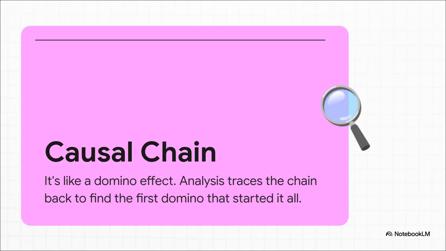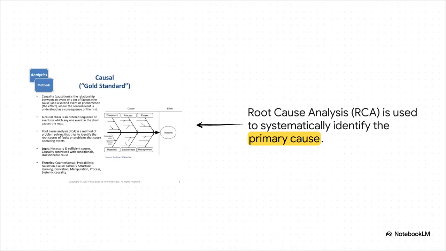Think about it like a long line of dominoes. You see the very last domino fall, but that's just the symptom, right? Causal analysis is the art of tracing that chain of events backwards, domino by domino, to find the one single push that started that whole chain reaction in the first place. And a key technique for doing this is called root cause analysis, which often uses tools like this fishbone diagram you see here. It's a really systematic way to brainstorm and map out all the potential causes, peeling back the layers of a problem until you finally get to the true root of it. It is pure detective work.